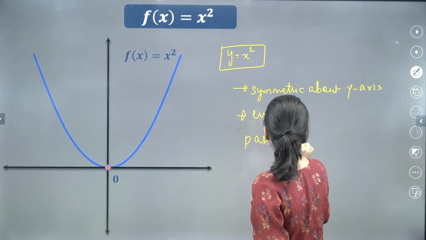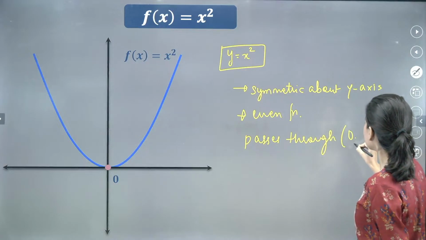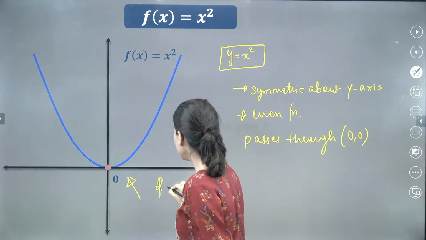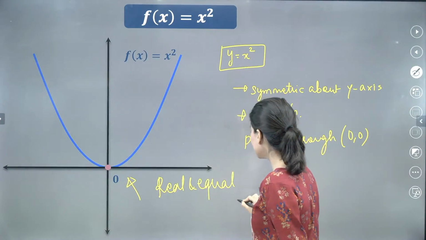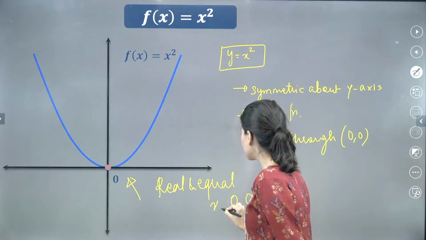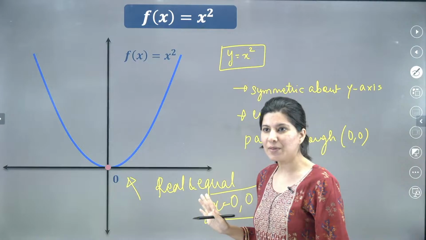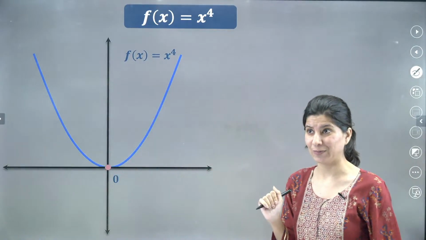So what are the roots of this equation? Tell me. Passes through origin, that is 0, 0, and roots of this equation are real and equal. So real and equal roots of this quadratic, x equals 0, 0, are both the roots of this particular parabola. Easy peasy lemon squeezy till now. I hope that this is easy now.